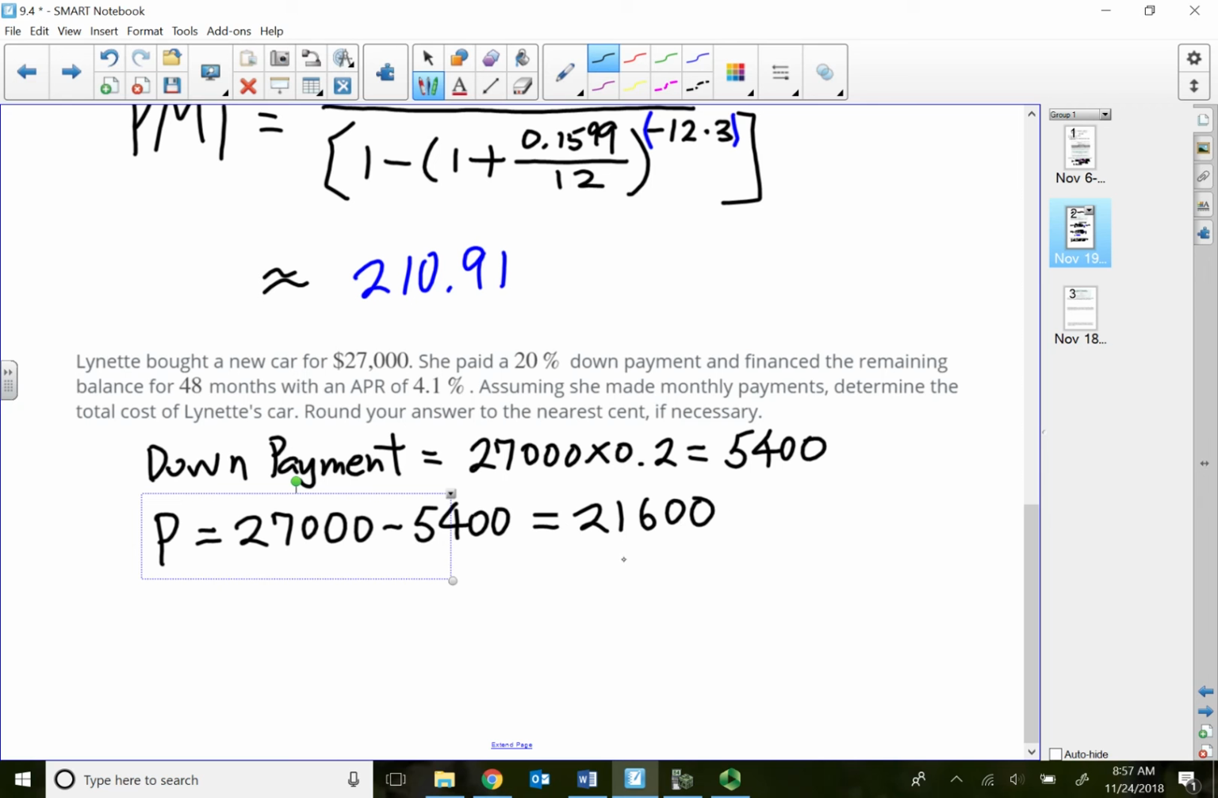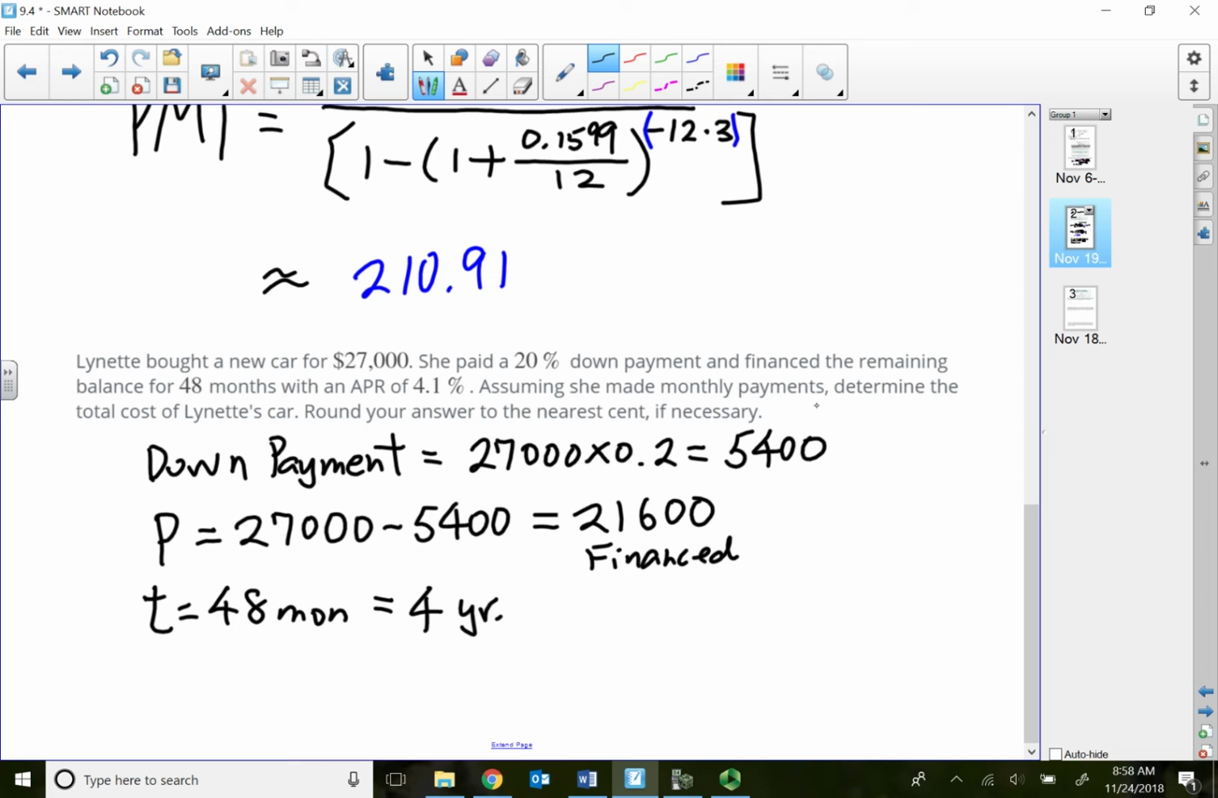Remember now, she's only going to finance 21,600, not 27,000, okay? And she's going to put $5,400 down payment. So she paid a 20% down payment and financed the remaining balance, which is 21,600, for 48 months. So 48 months, in terms of years, will be 4 years. That's my T. This is my P. Write it down. With an APR of 4.1%.